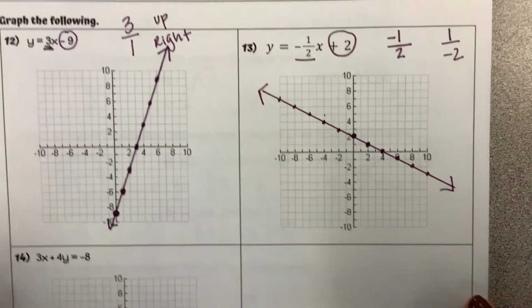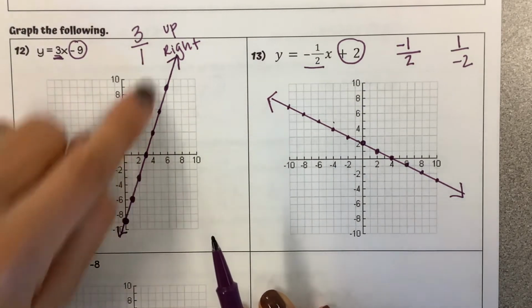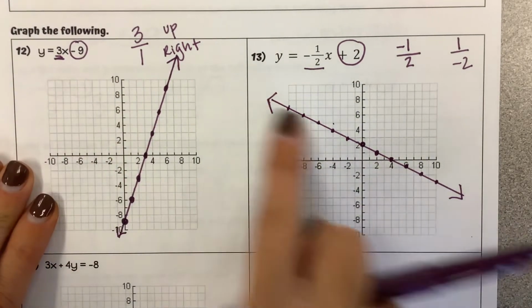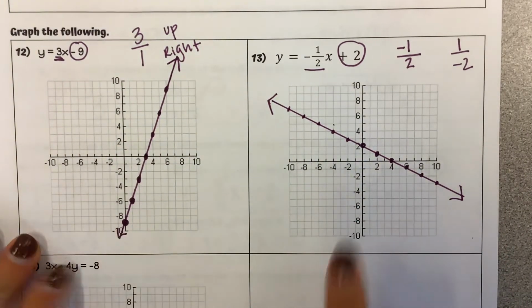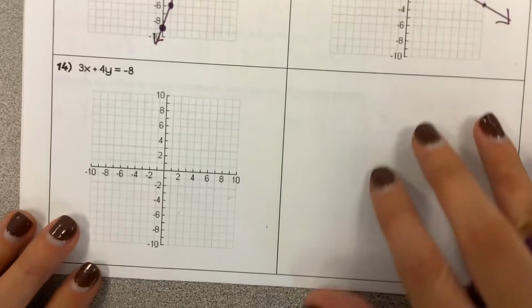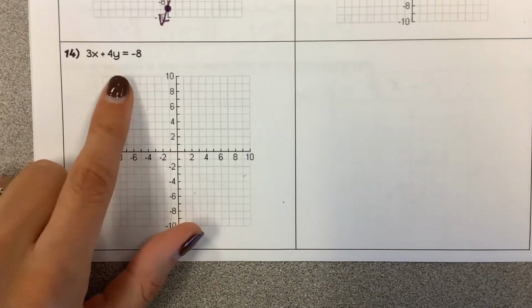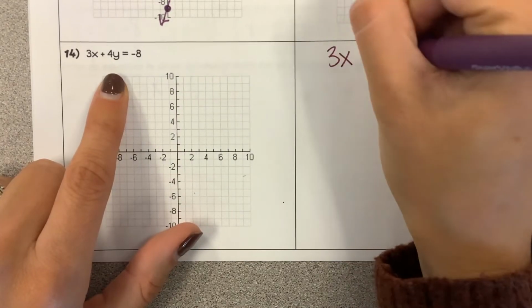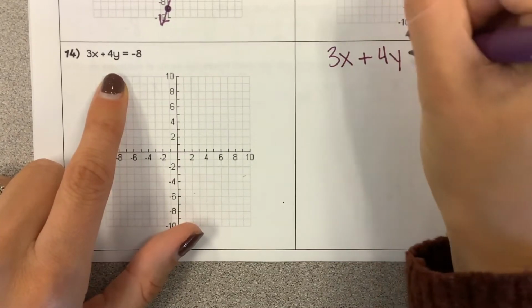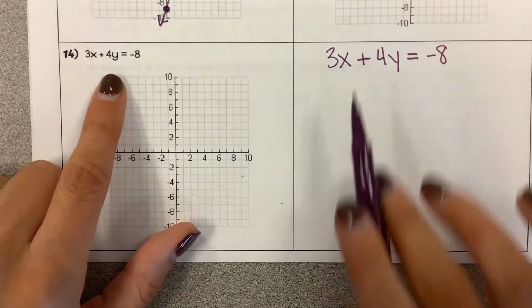And then I want you to look at something. This had a slope of 3, and it was a lot steeper than this slope of 1 half, right? So a higher number should be a steeper slope. It's another thing you can be checking as you're graphing. All right, last thing here. We want to graph this. This is not in slope-intercept form. So I need to rewrite this so that it is in slope-intercept form, okay?